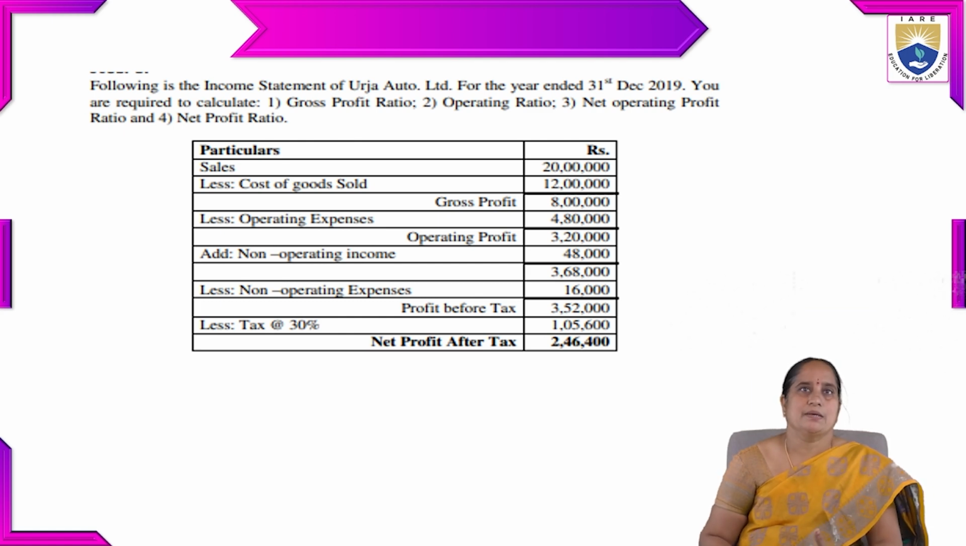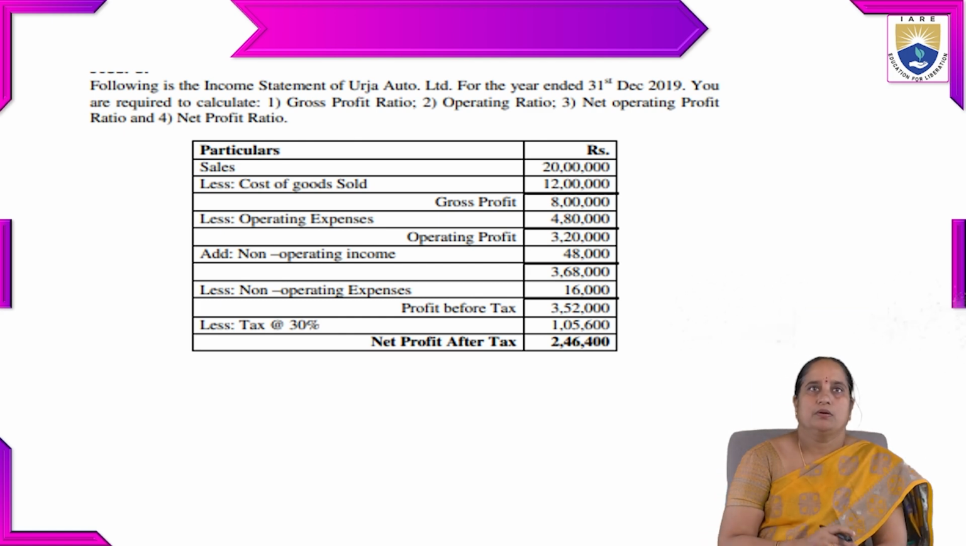Then by taking one example, we'll find out how these ratios really work out. Following is the income statement of Burj Auto Limited for the year ended 31st December 2019. You are required to calculate gross profit ratio, operating ratio, net operating profit ratio, and net profit ratio.